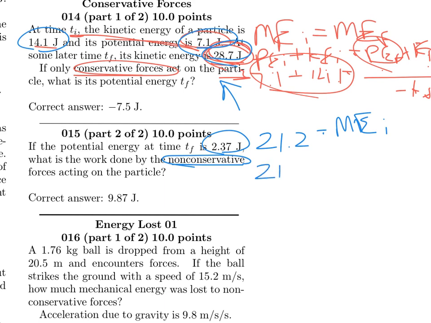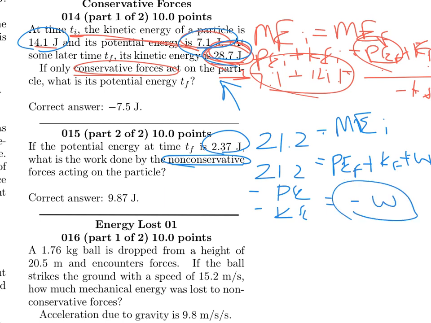So we're going to go 21.2 is our mechanical energy initial, and this should be equal to my potential final plus my kinetic final plus the work done on the system, right? Or minus the work done on the system because it's leaving. Okay. So let's see. We're going to subtract the potential energy and the kinetic, and what you'd have over here is the negative work that was done because the work left the system, right?